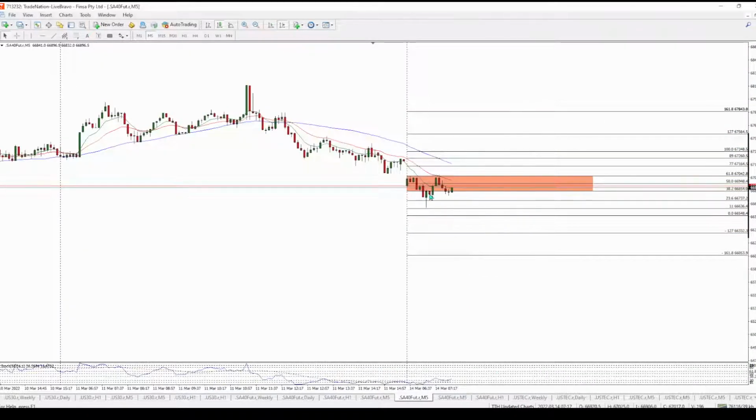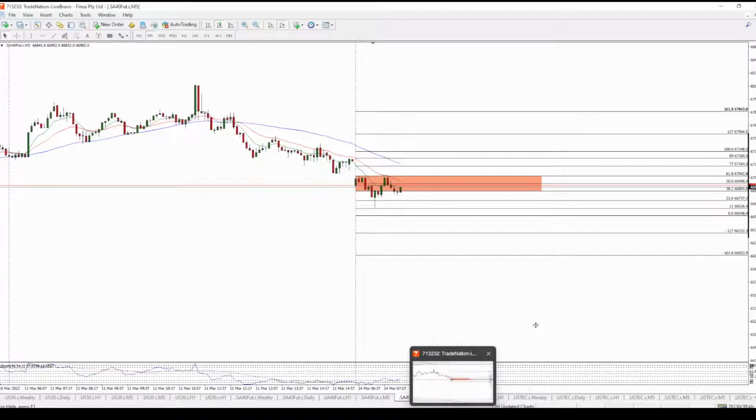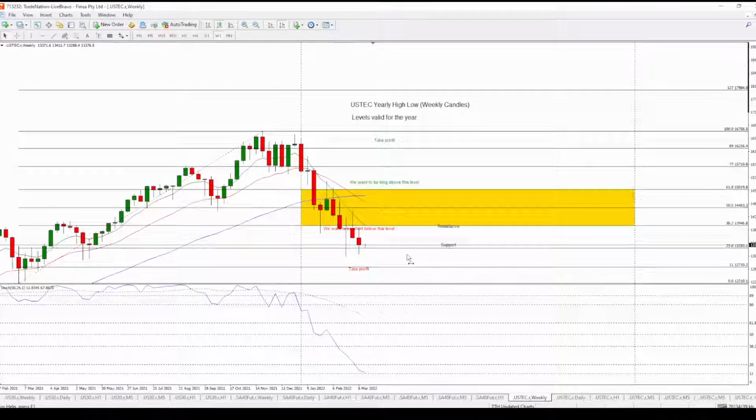Opening range, not really much. We've got that risk reward was out on this trigger for shorts, but we reached almost that final target 11. Now we're trading back in that consolidation area of the opening range. We can move on to US tech.